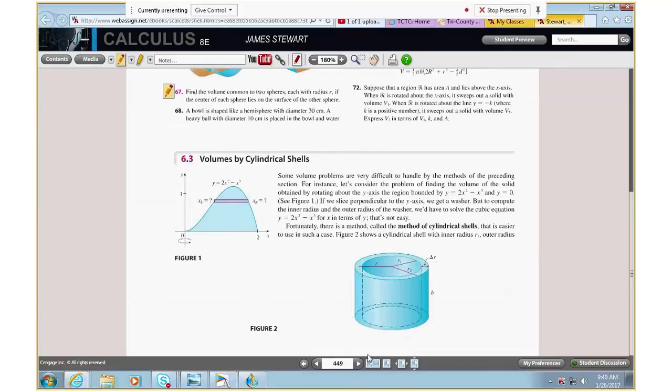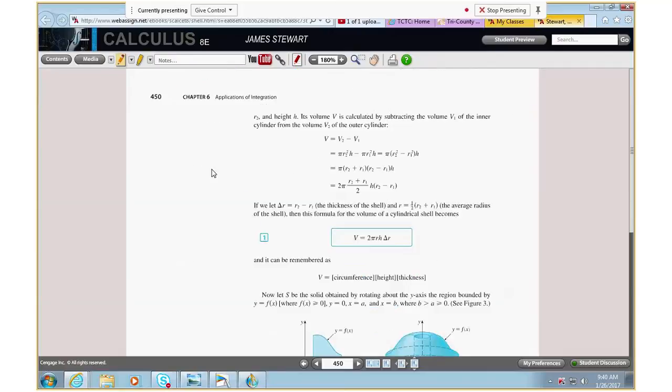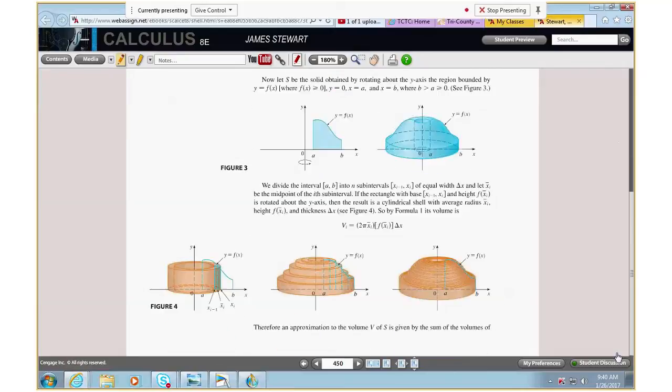You're revolving around the x-axis. Now, you need to remember that volume is equal to 2 pi r h. You need to remember that. And pi is going to be involved in all of these because you're revolving. So remember that. And then on the next page, they should be showing you.